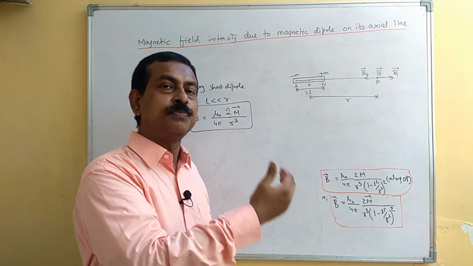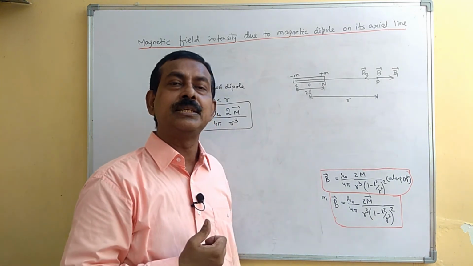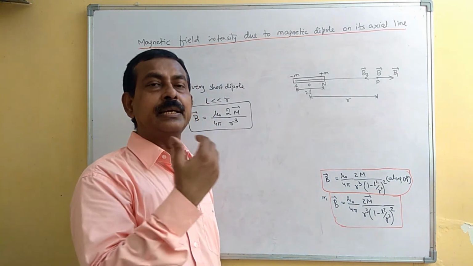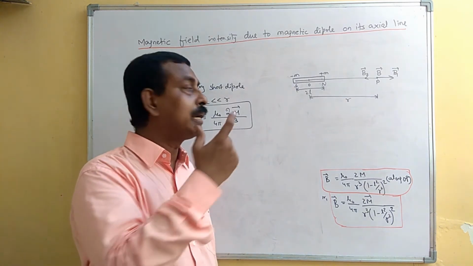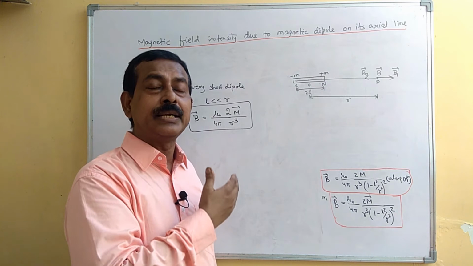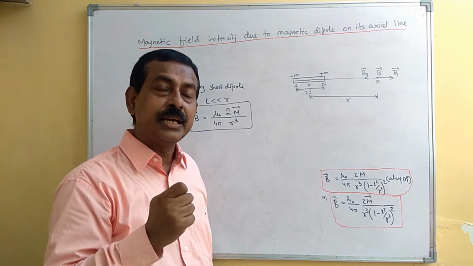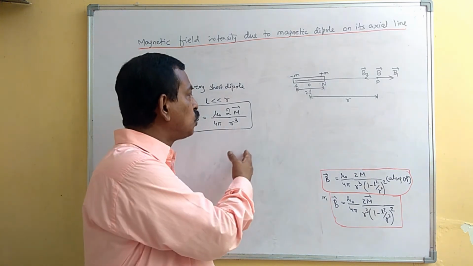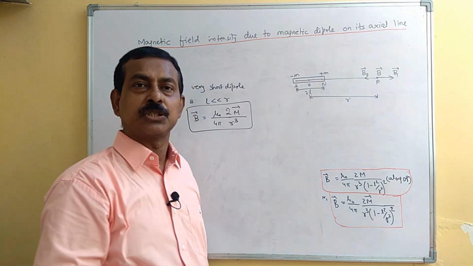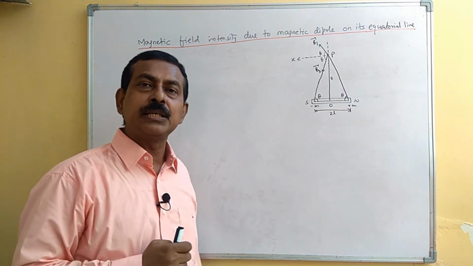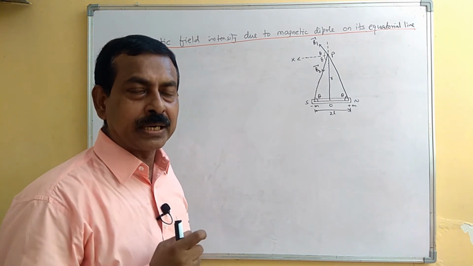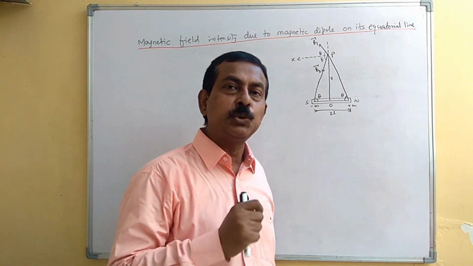Like if it was electric field intensity in case of an electric dipole, here it is the magnetic field intensity in case of a magnetic dipole. There it was the charges, here we are taking the pole strength. In the same way we can derive the expression. Let's now try to find the expression for magnetic field intensity due to a magnetic dipole on its equatorial line.